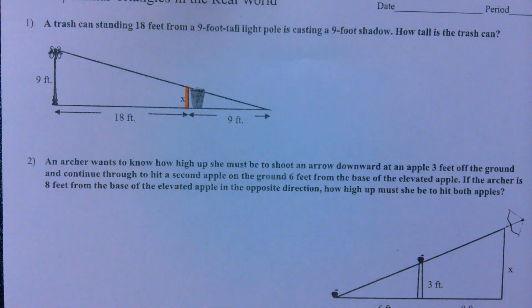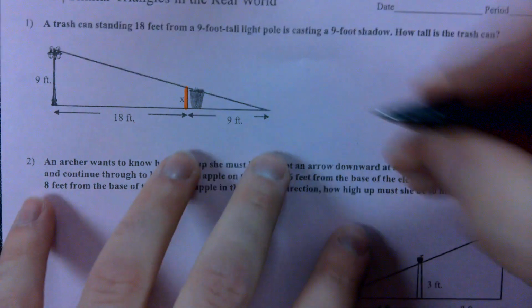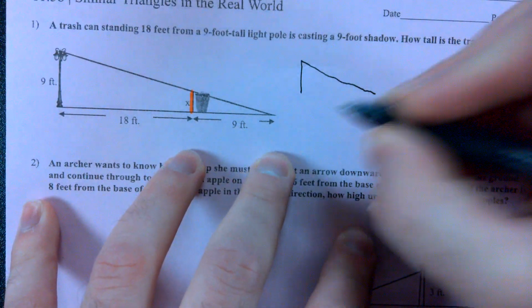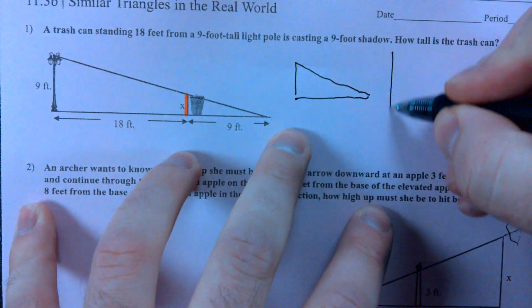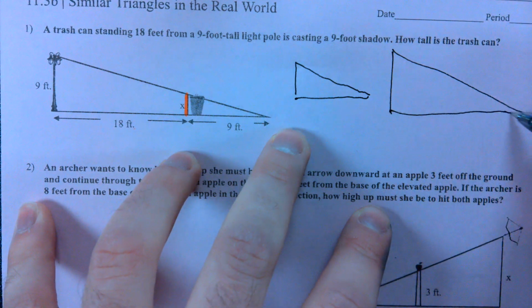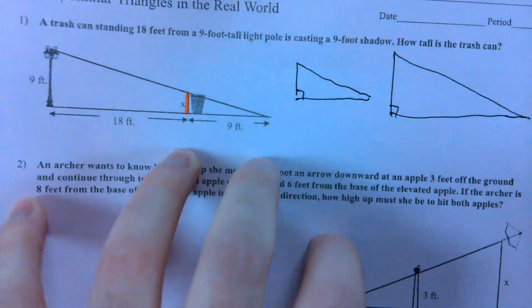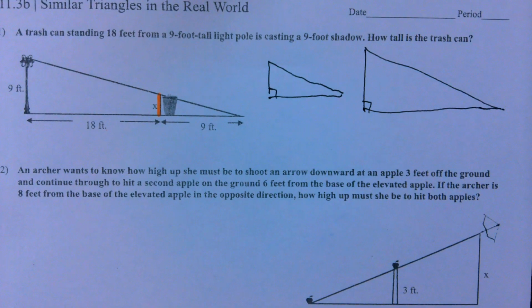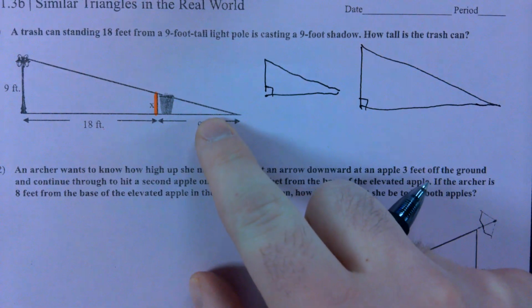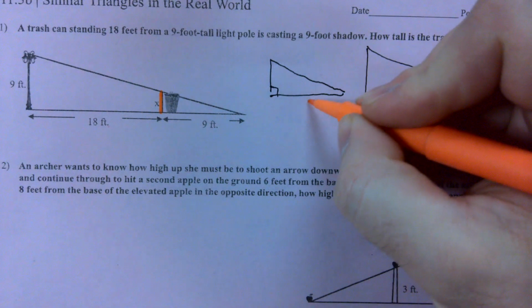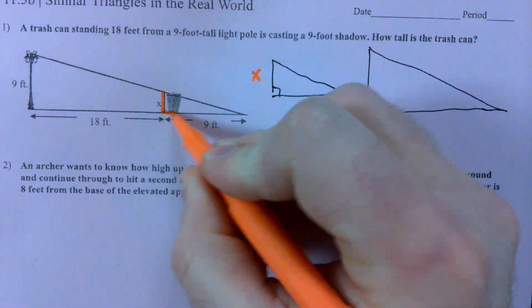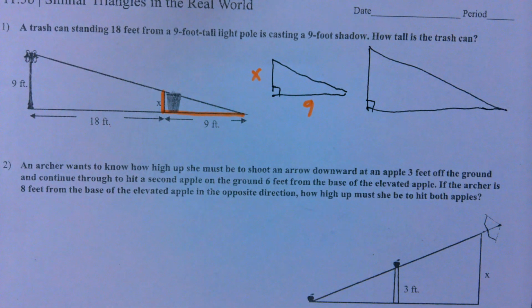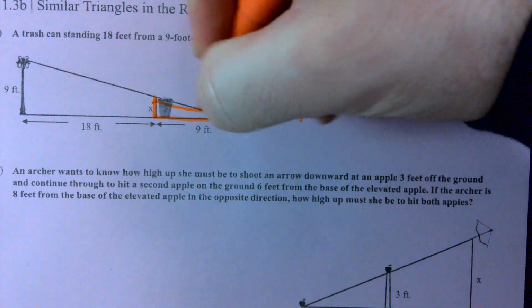So, the most helpful thing we can do is split this image up into two triangles. Our smaller triangle and our larger triangle. Our smaller triangle that we're looking at right here has a base of 9 and a height of X. Right? There's my small triangle in orange.